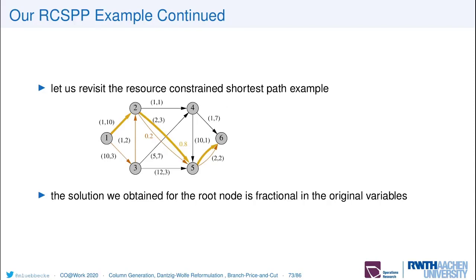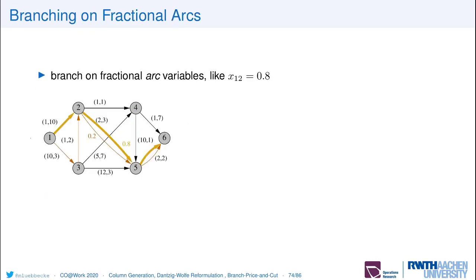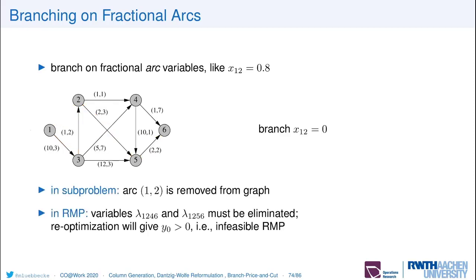Look at the example instead that we have seen so far, how the branching on the original variables could look like. So we look at this resource constraint shortest path example. What we did so far is we solved the root node of the branch and price tree, and it's fractional in the original variables, as we can see. So here's the fractional flow on the arcs, right? So we can branch on these fractional arc flow variables. For example, from 1 to 2, there's a flow of 0.8, which should be integer, should be 0 or 1 or larger, but integer. So we have the two options.